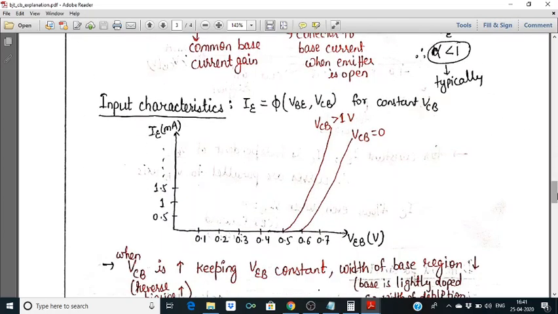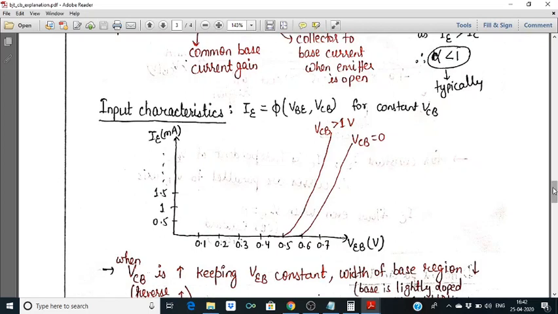Now coming to the input characteristics. For input characteristics, we will plot a graph between input current, which is IE, and input voltage VEB. And we will maintain a constant output voltage VCB. First of all we are taking VCB equal to 0, and then VCB greater than 1. This shows that the input characteristic is similar to the PN junction diode forward bias characteristic.